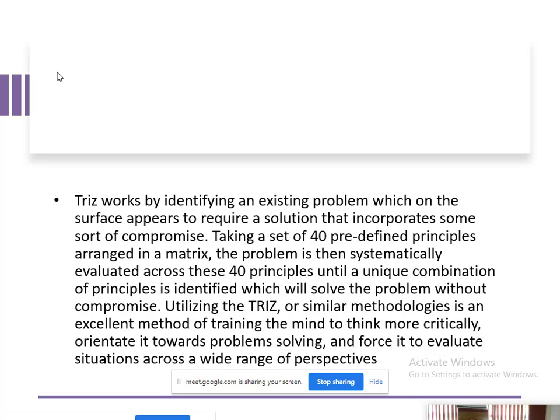TRIZ gives you a proper methodology through which you can properly select a solution from a problem statement. This is a kind of method of training through which you can solve problems more critically, and evaluate situations through a wide range of perspectives.